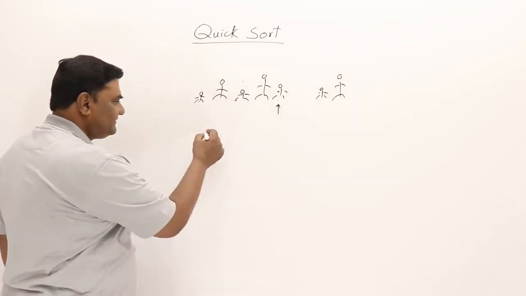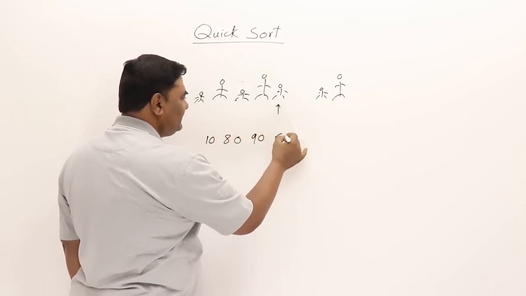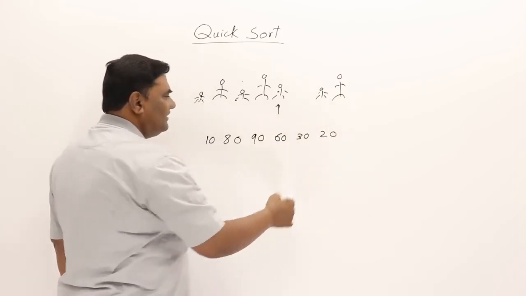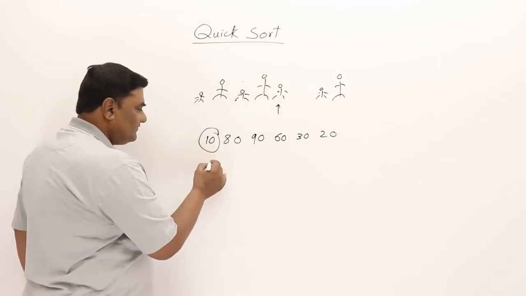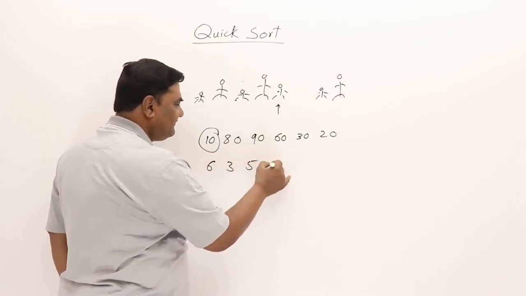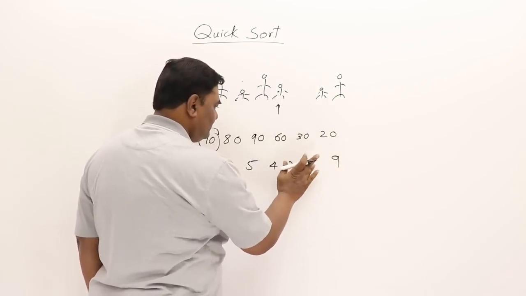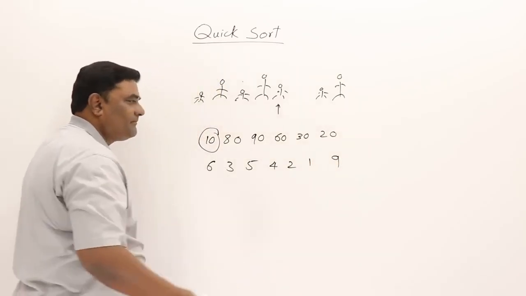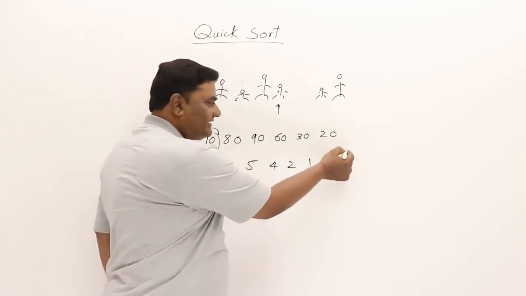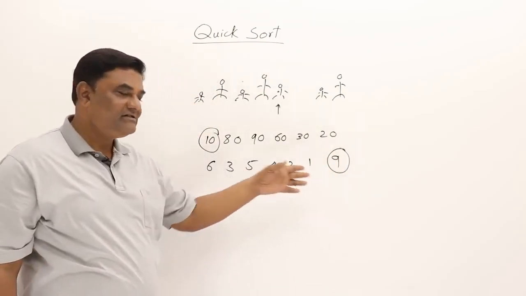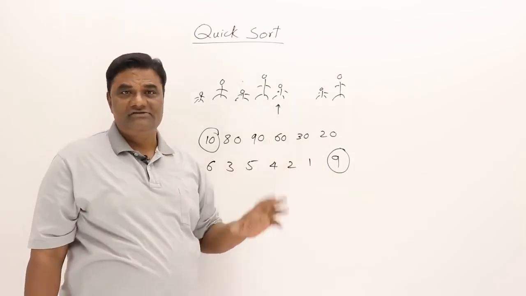Now I'll write a few numbers. 10, 80, 90, 60, 30, 20. Which element is obviously sorted in the list? This one. 6, 3, 5, 4, 2, 8, 19. Which element seems to be sorted? In one glance, if you see, this element is sorted. How can we say that? That is the largest and it's at the back. The rest of the numbers, we don't know whether they are sorted or not, but that one is sorted, for sure.